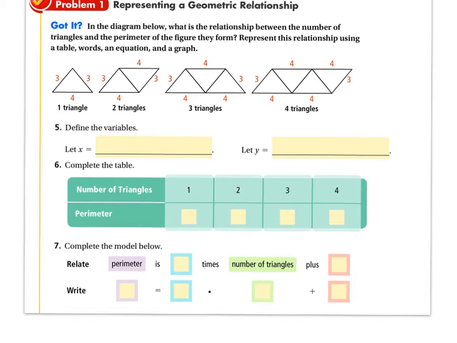Looking at the diagram below, the triangles ones, what is the relationship between the number of triangles and the perimeter of the figure they form? Represent this relationship using a table, words, an equation, and a graph. So let's take a look at this. X is going to be our input. Since we're looking at the relationship between the number of triangles, that's our x, and the perimeter of the figure, that's going to be our y.